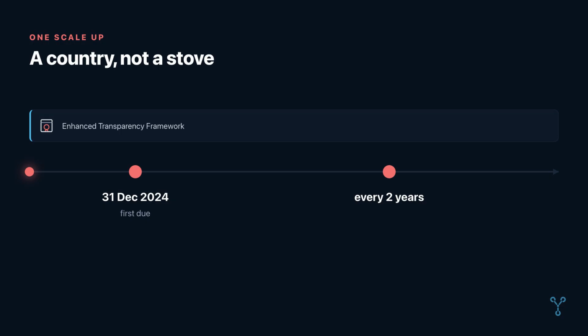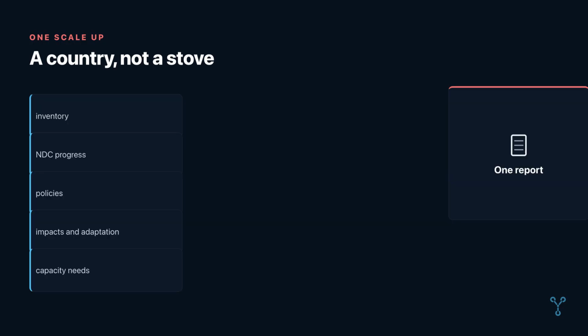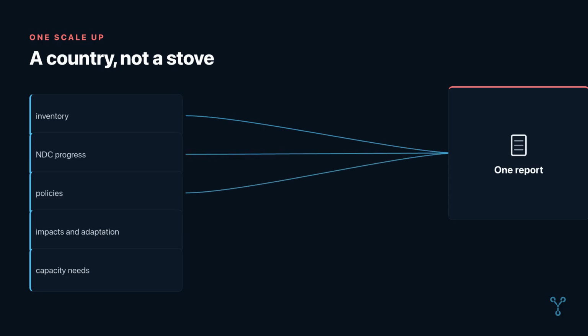Under the United Nations Framework Convention on Climate Change Enhanced Transparency Framework, countries submit reports. Parties to the Paris Agreement submit biennial transparency reports every 2 years. The first report was due on 31 December 2024. A biennial transparency report covers several things. It covers the National Inventory Report and progress towards the nationally determined contribution. It also covers policies and measures, climate change impacts, and adaptation. Finally, it covers capacity building needs.